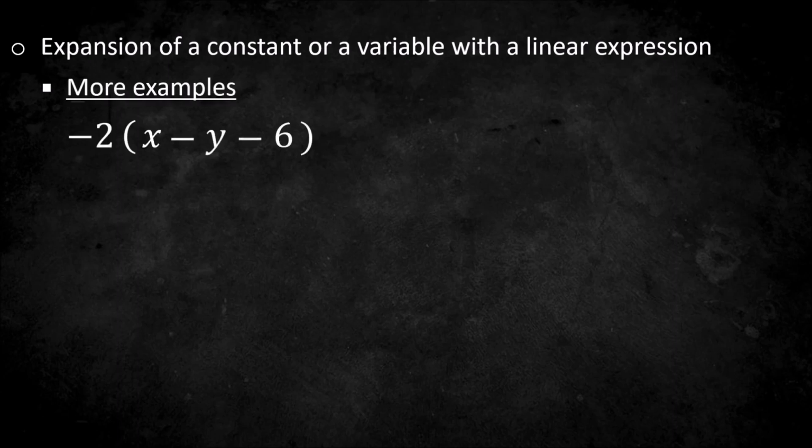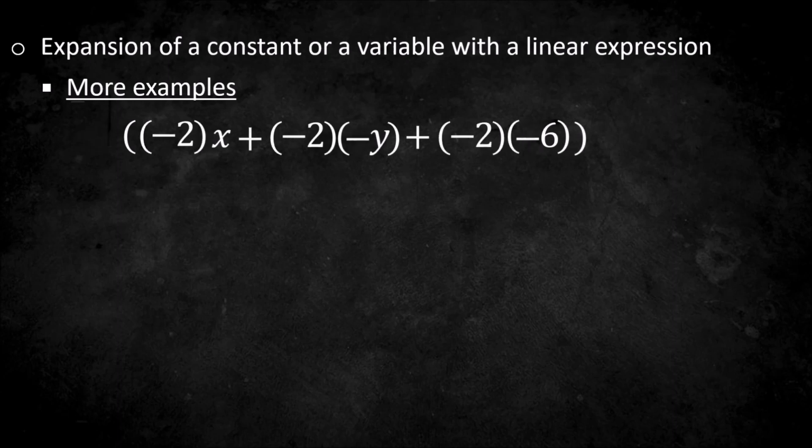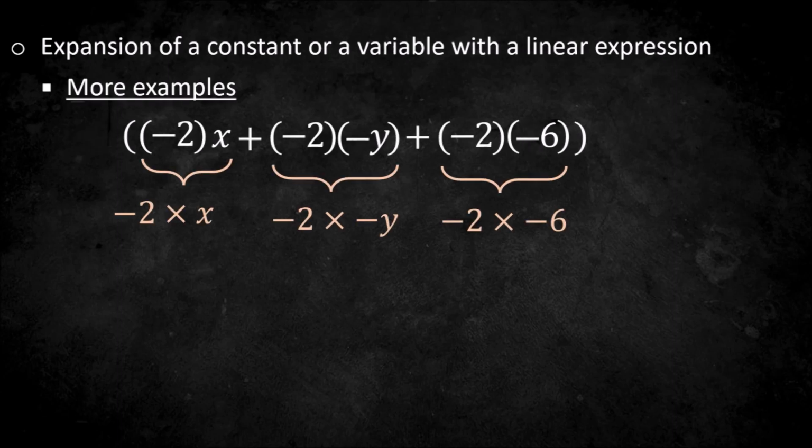In the expansion of -2 in the linear expression x minus y minus 6, the constant, -2, has to multiply by x, multiply by -y and multiply by -6. Be mindful of the sign of the terms. After simplifying, the result of the expansion is -2x plus 2y plus 12.